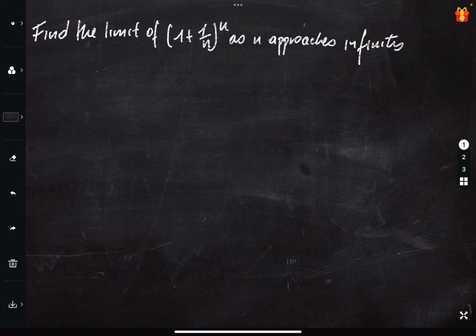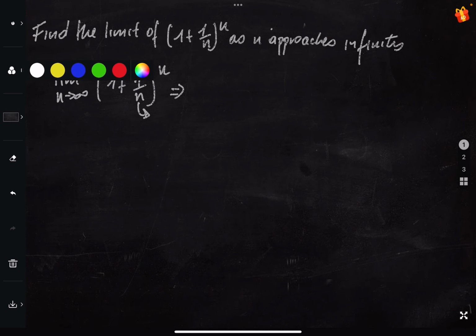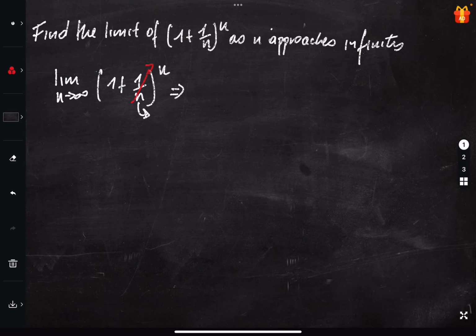Here, if I go ahead and try to do it, let's have the limit as n approaches infinity of (1 + 1/n)^n. I know that as n approaches infinity, this 1/n is going to get smaller and smaller until it's getting close to 0. So this, in a way, will go to 0.